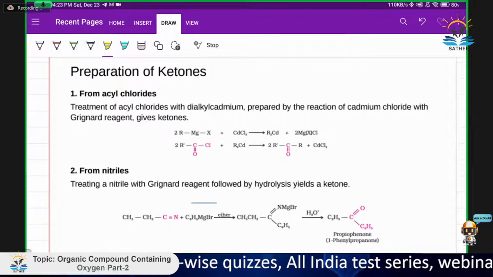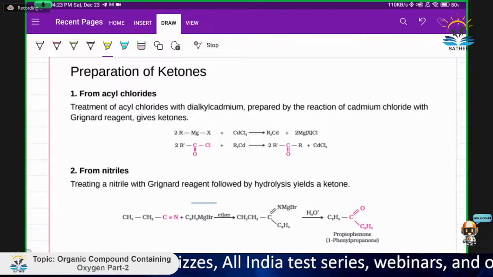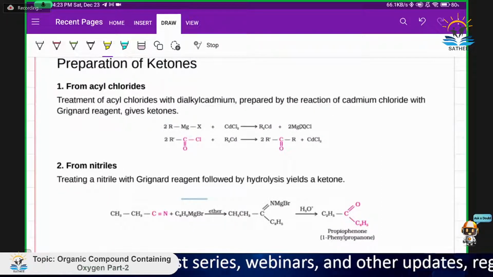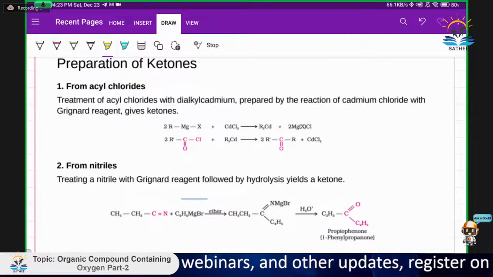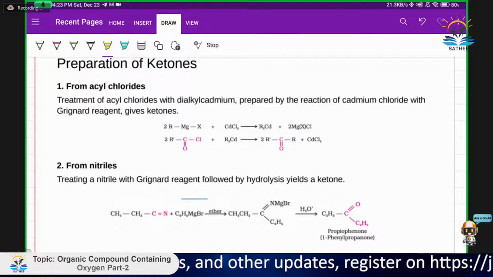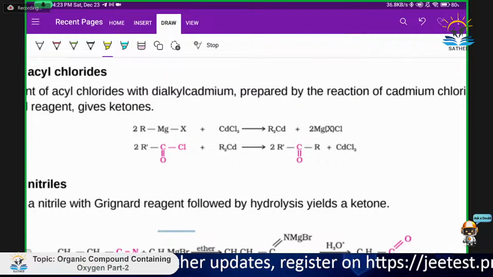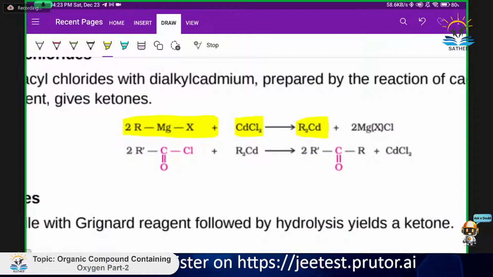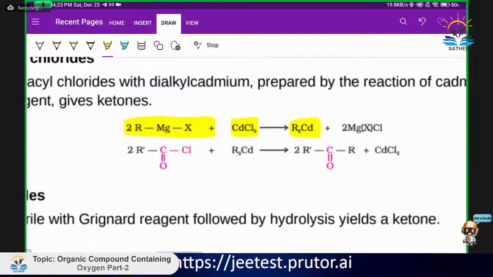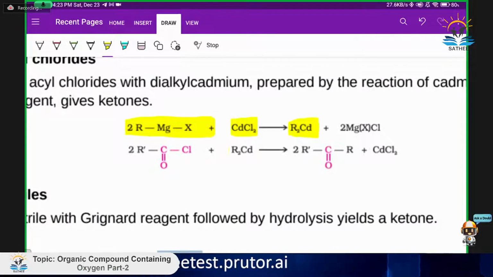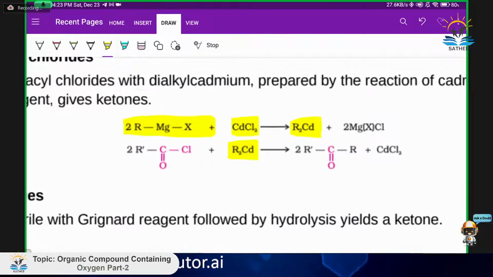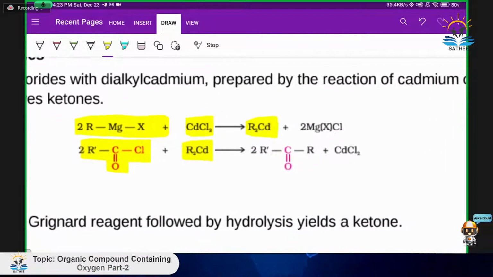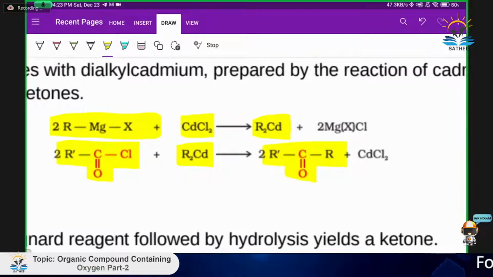Now we will see preparation methods of ketones. The first method is from acyl chloride. Treatment of acyl chloride with dialkyl cadmium, prepared by the reaction of cadmium chloride with Grignard reagent. So when we react cadmium chloride, CdCl2, with Grignard reagent, we get dialkyl cadmium, and we react this dialkyl cadmium with our acyl chloride, and so the alkyl group is inserted into this acyl chloride in place of the halogen, and we get the corresponding ketone there.